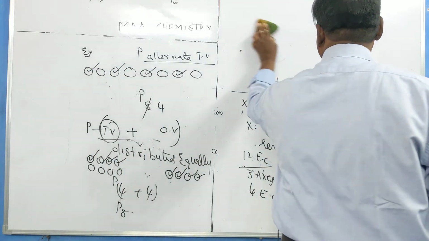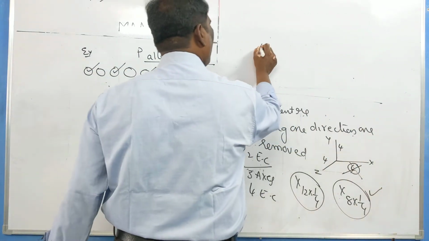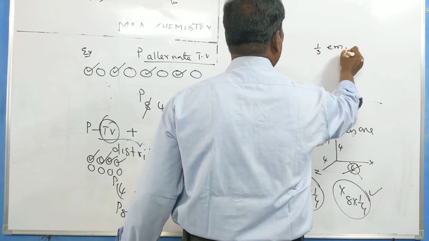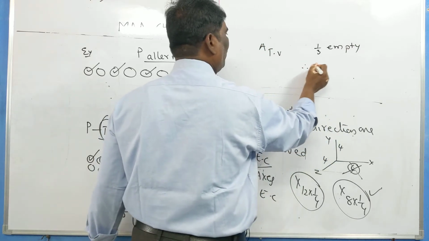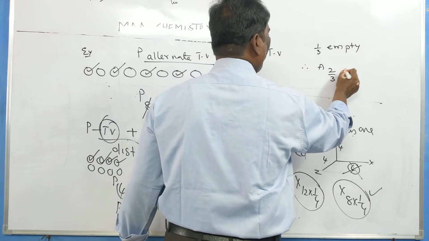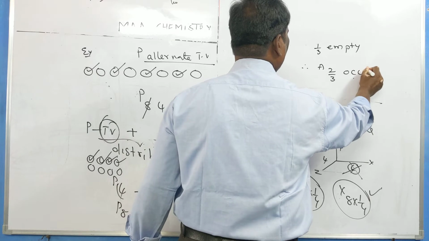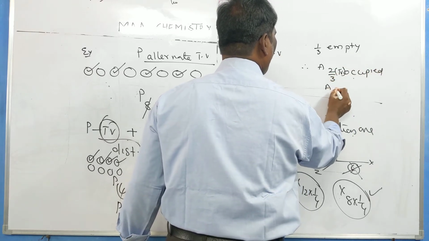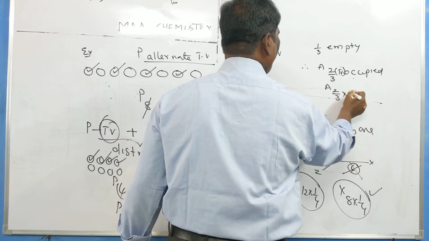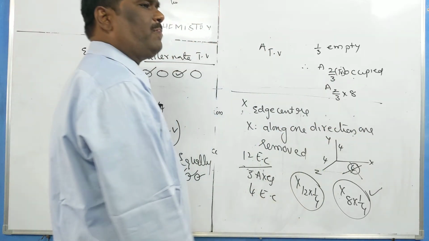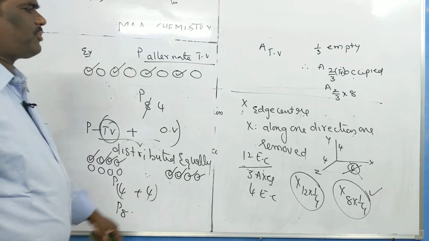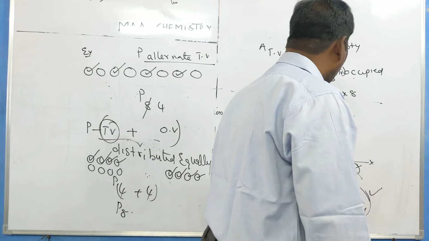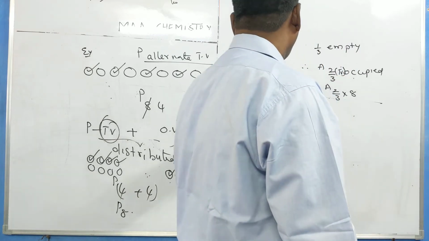One more: they are saying A occupies tetrahedral voids, but 1/3 is empty. What do you mean by 1/3 empty? Therefore, A is occupying 2/3. 2/3 occupied means 2/3 of TV. That means A into 2/3 into, for TV we write 8 positions. By following these tricks, we can solve the problems and the formulas of solid state compounds.